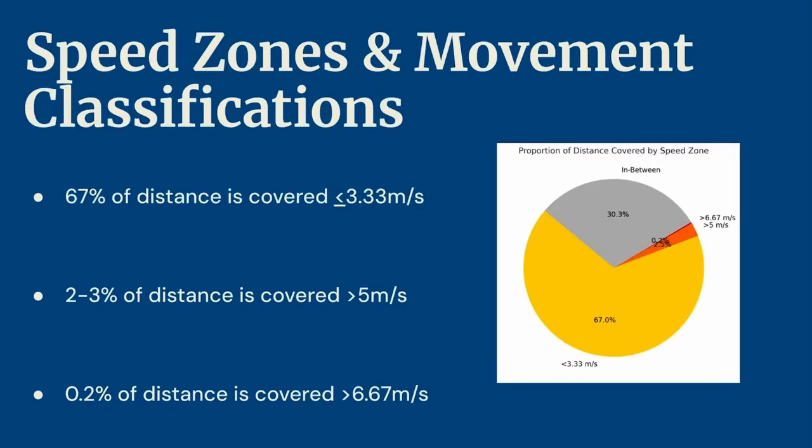Speed zones and movement classifications. As we see in the chart, 67% of distance covered is less than or equal to 3.33 meters per second. 2 to 3% of distance is covered greater than 5 meters per second. And 0.2% of distance is covered greater than 6.67 meters per second. So most of the game is covered at lower than a jog speed.